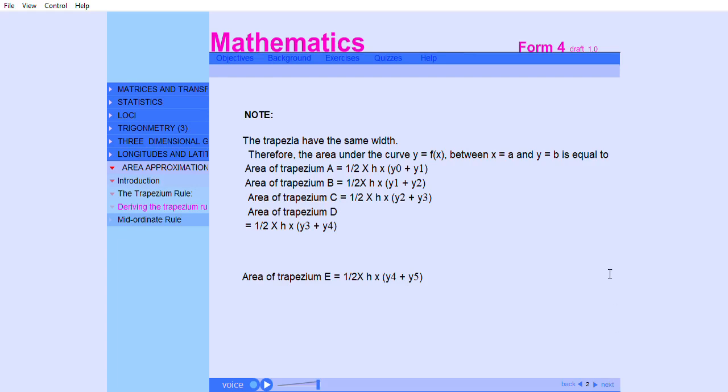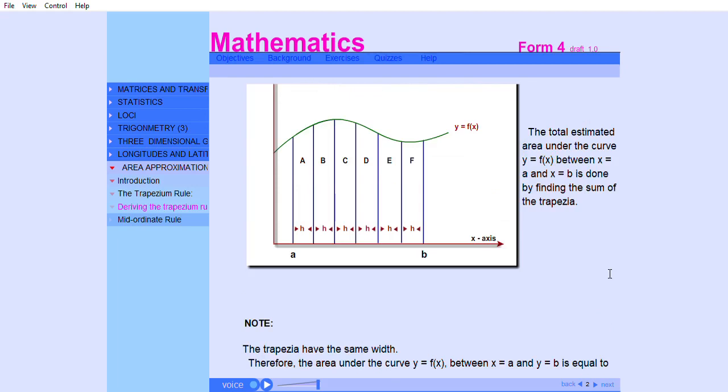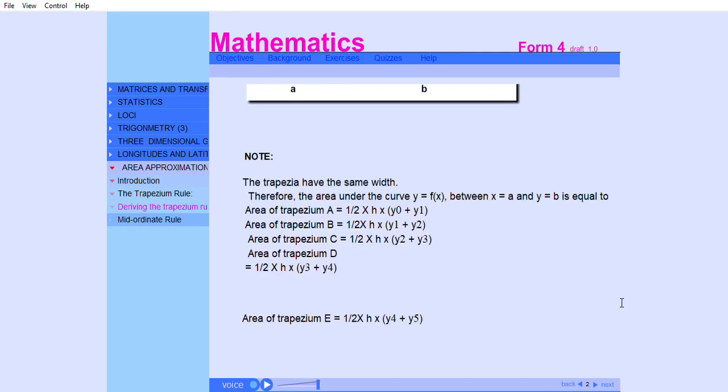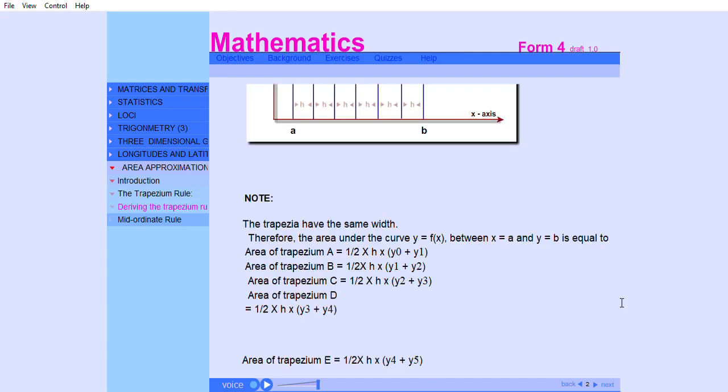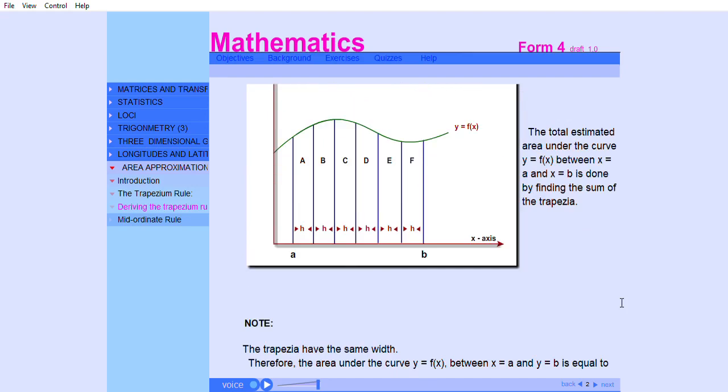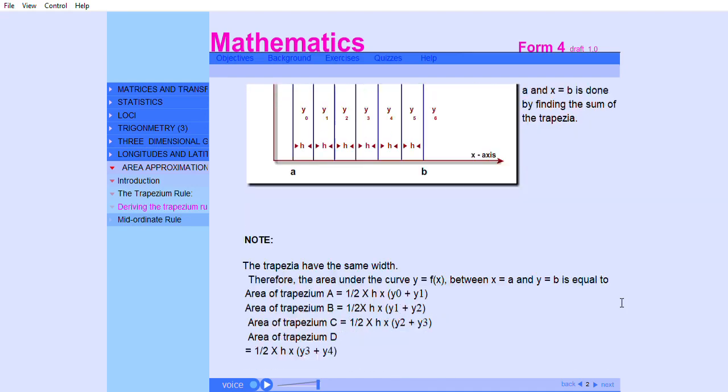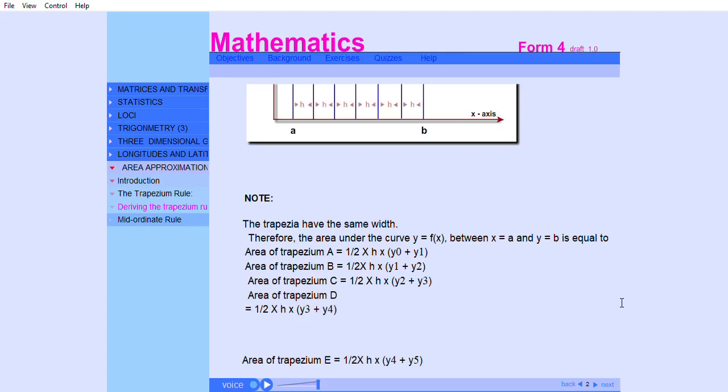Area of trapezium B equals a half times h times (y1 plus y2). Area of trapezium C equals a half times h times (y2 plus y3). Area of trapezium D equals a half times h times (y3 plus y4).